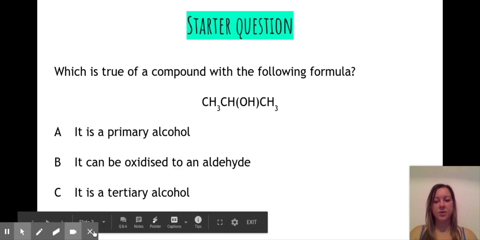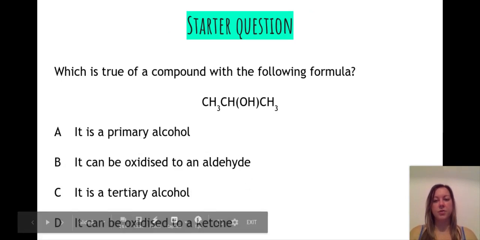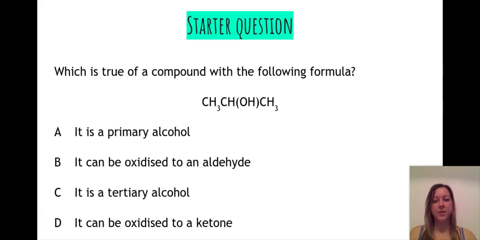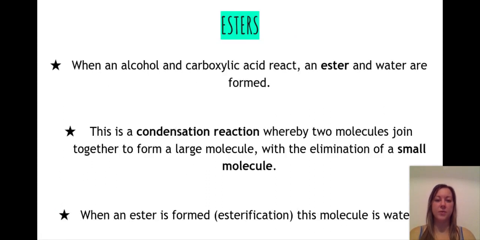As always, you have a little starter question just to get you started. Which is true of a compound with the following formula: A, B, C, or D? See if you can answer that. I have a feeling that the answer is going to come up when I press next. So pause the video, have a wee go, and then unpause to see the answer. And it is D. It can be oxidized to a ketone because the OH is in the middle of the molecule.